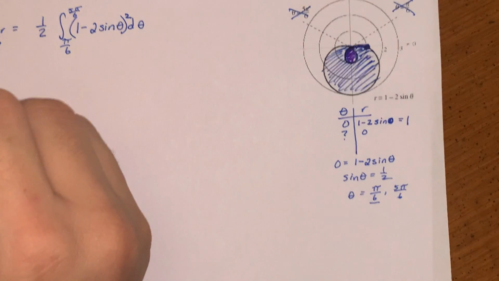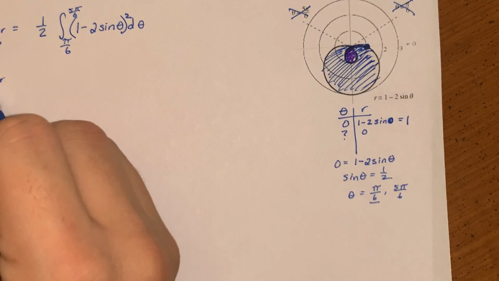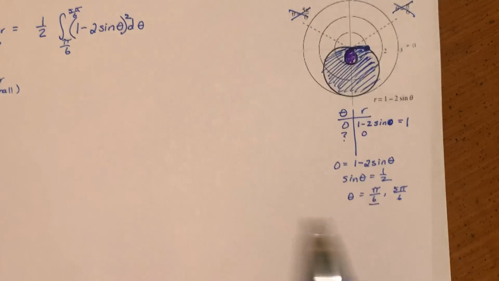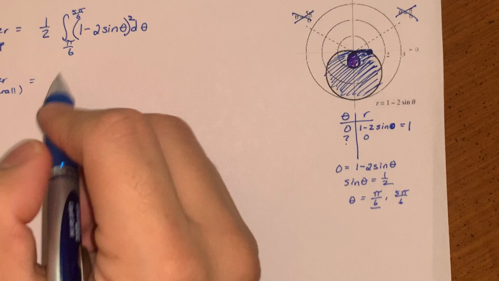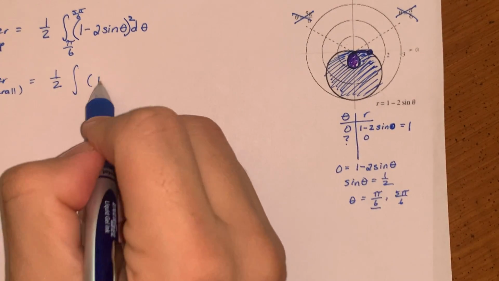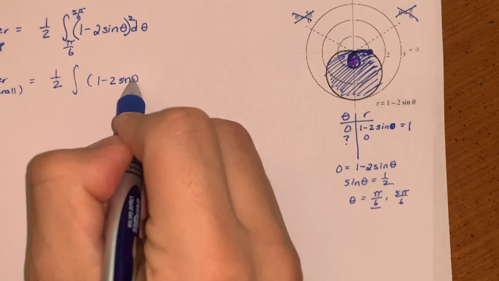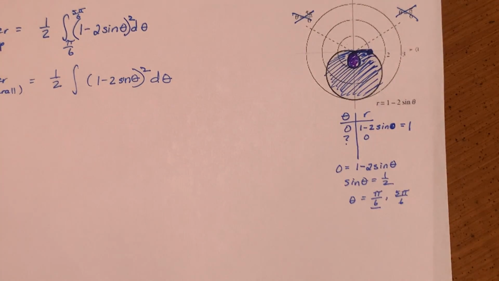So now let's figure out what the outer loop is, or what the overall. I should have just put overall. I don't like putting the word outer, right? So the outer loop is going to be 1/2 times the integral, same function, 1 minus 2 sine theta, all of that squared, d theta.